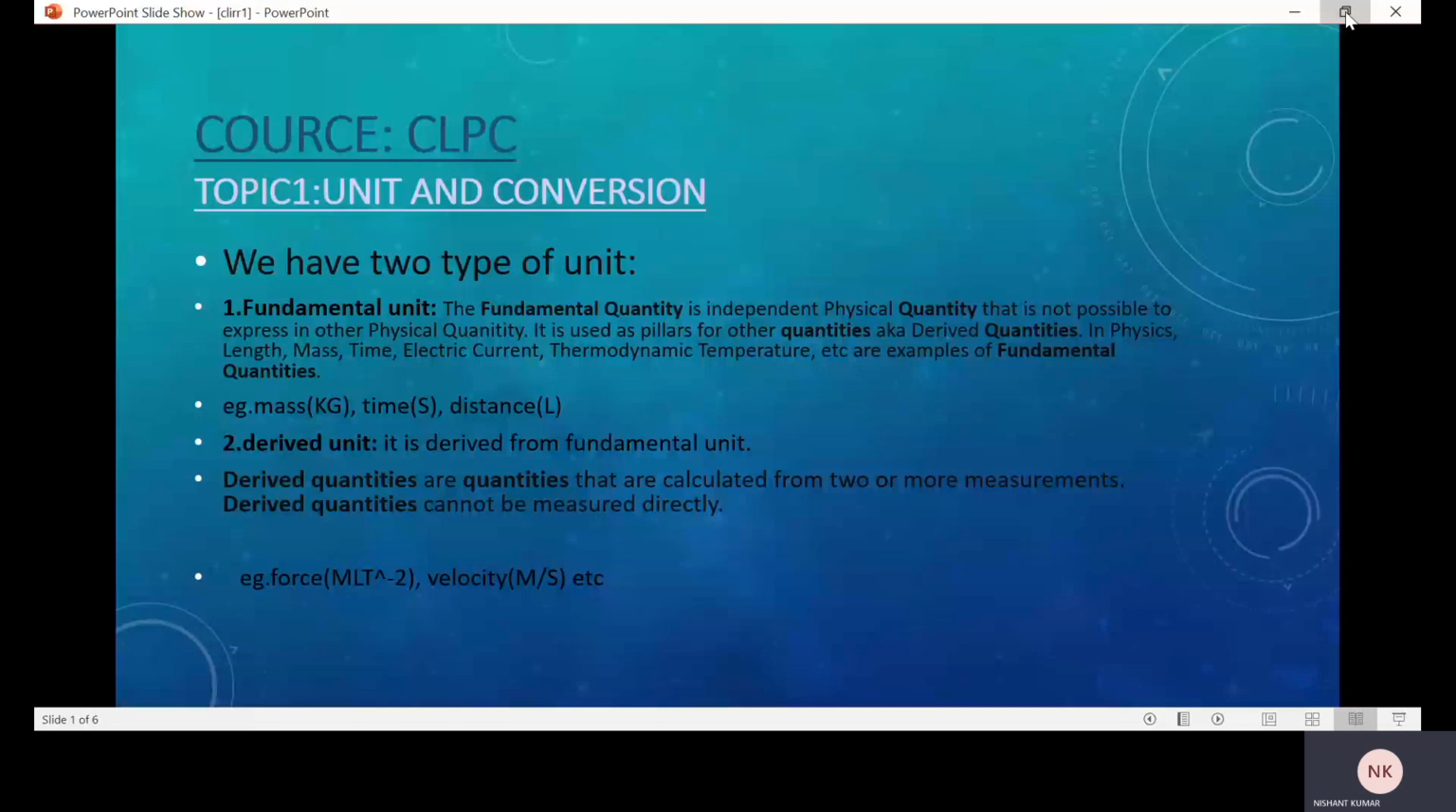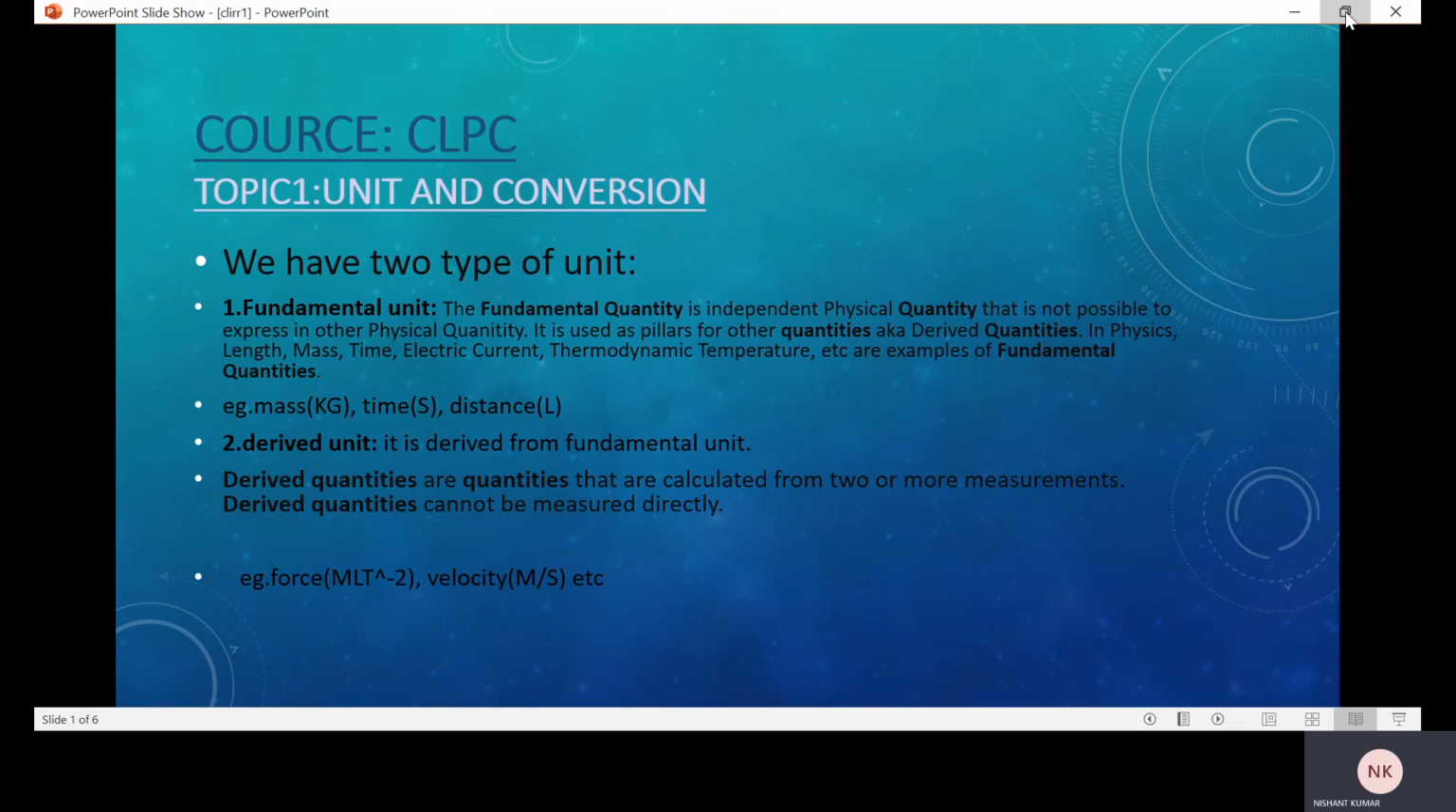In this lecture we are discussing units and conversion. We have two types of unit. The first is the fundamental unit and the second is the derived unit. A fundamental quantity is an independent physical quantity that is not possible to express in terms of other physical quantities. It is used as a pillar for deriving other quantities.